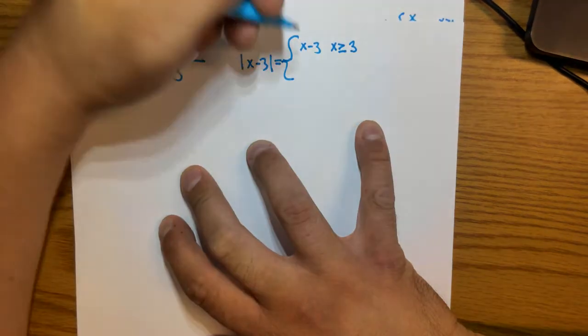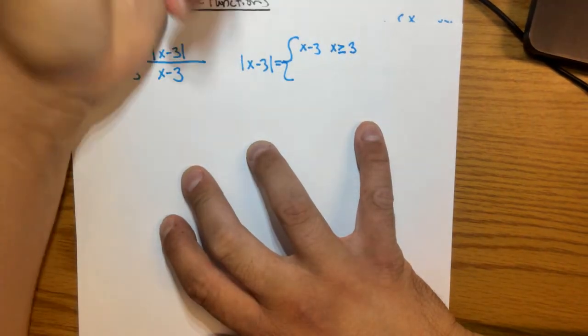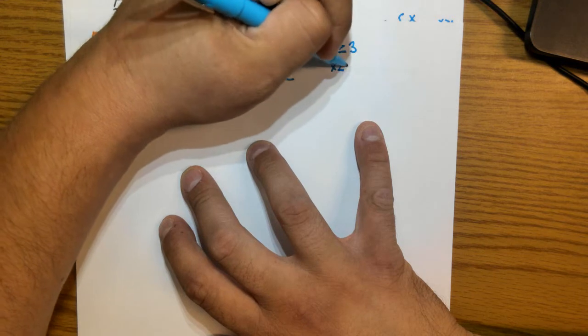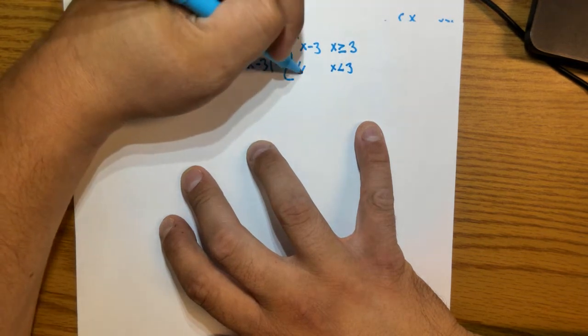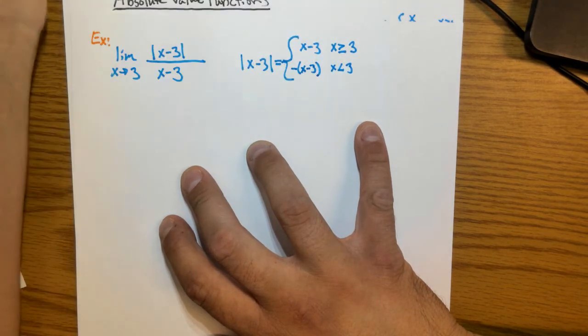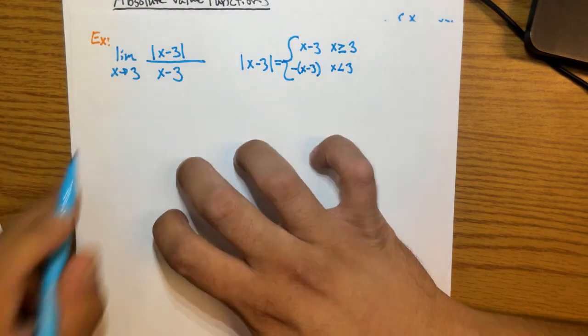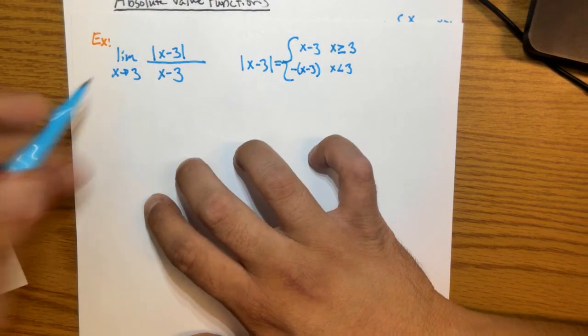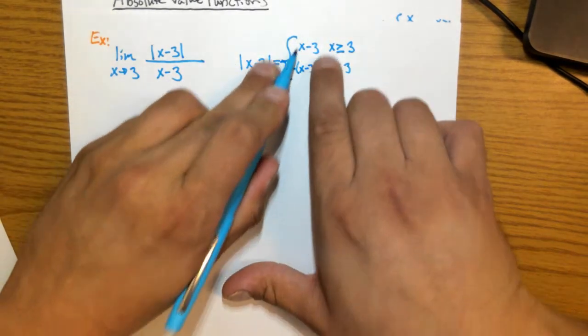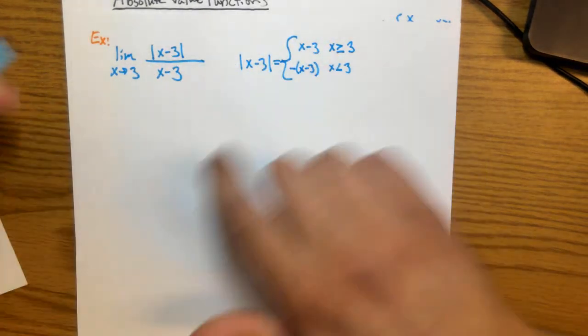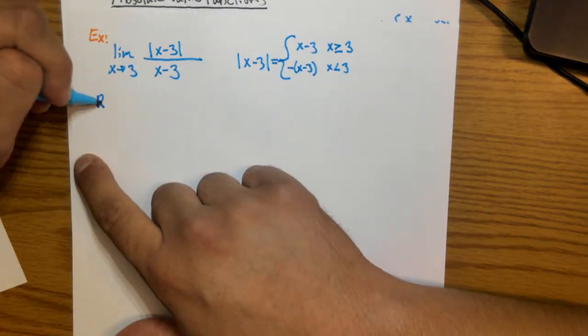And then our negative version, when x is less than 3, it's going to be negative (x minus 3). Okay? So now that we've defined it piecewise, let's take the left and right, and we're just going to plug whatever function we're using right in for this. So, start from the right.